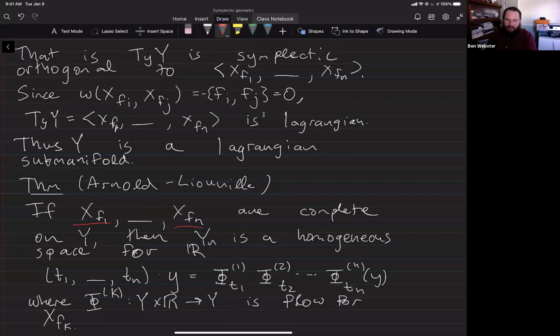As Cannas da Silva notes, if any one of the functions in your integrable system is what's called proper, and proper means that the preimage of a compact set is compact, then you'll be guaranteed that the fibers are tori.